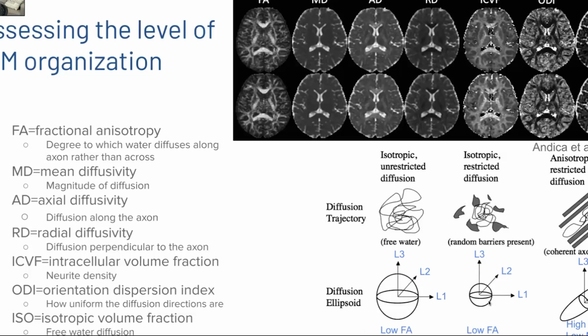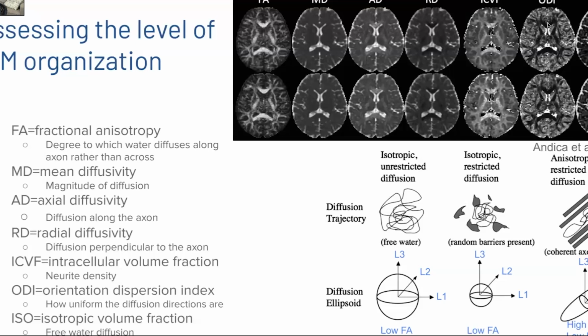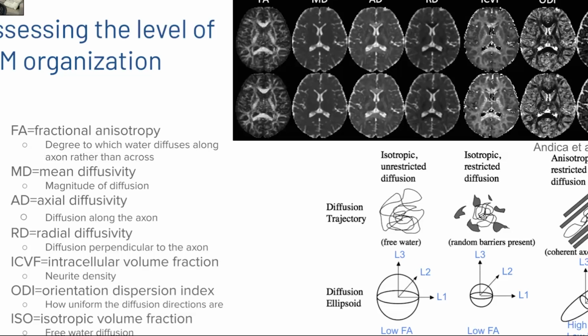Some of the more advanced measures that we can calculate are ICVF, or intracellular volume fraction. This is a measure of neurite density. ODI, orientation dispersion index, is how uniform the directions are. So this is kind of flipped from FA in some ways, where here you can see in the corpus callosum, the ODI is very low because things are primarily moving, again, in one direction. They're not dispersed in many directions. And ISO, isotropic volume fraction, is also sometimes examined. This is the free water diffusion.